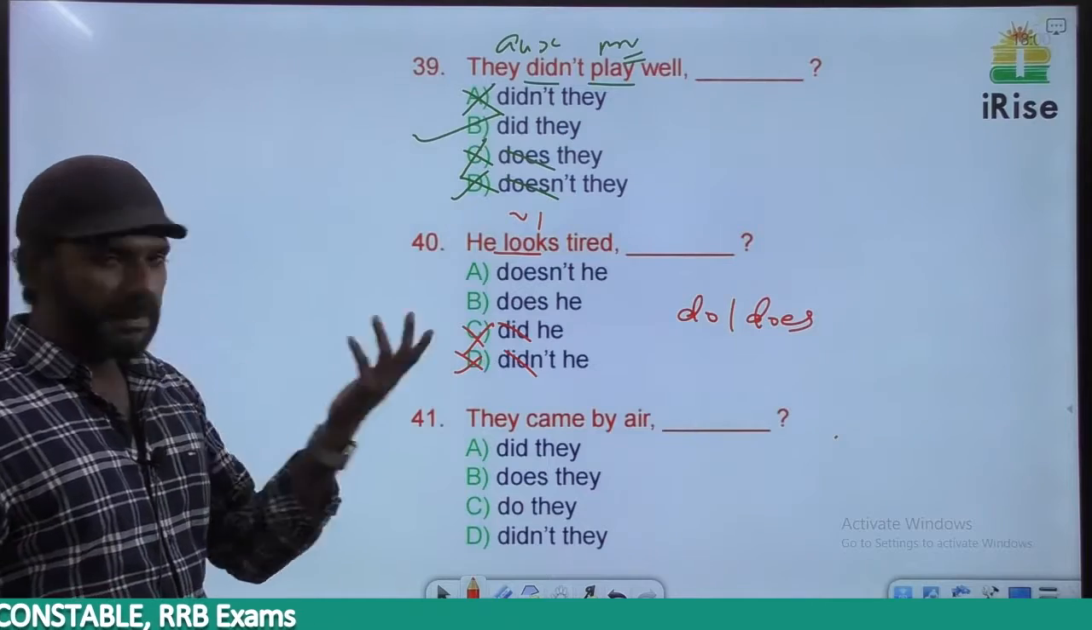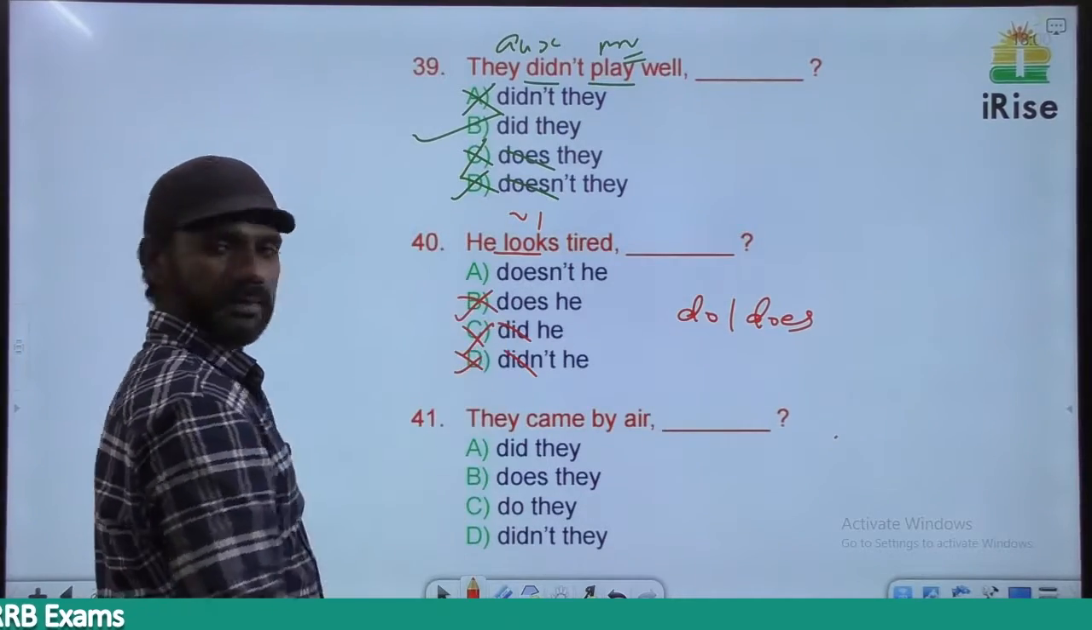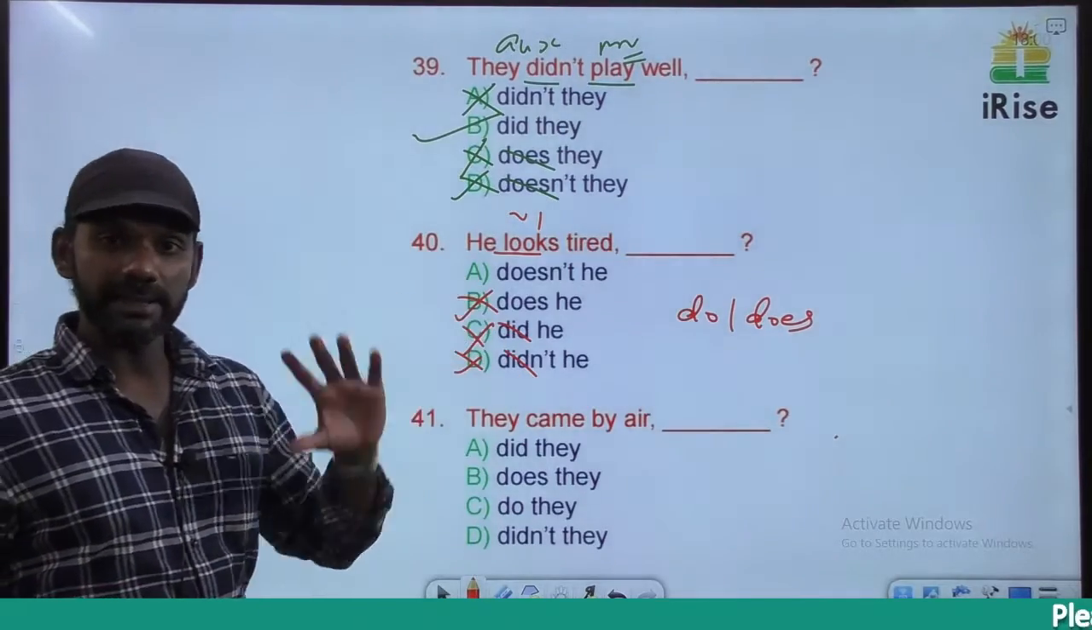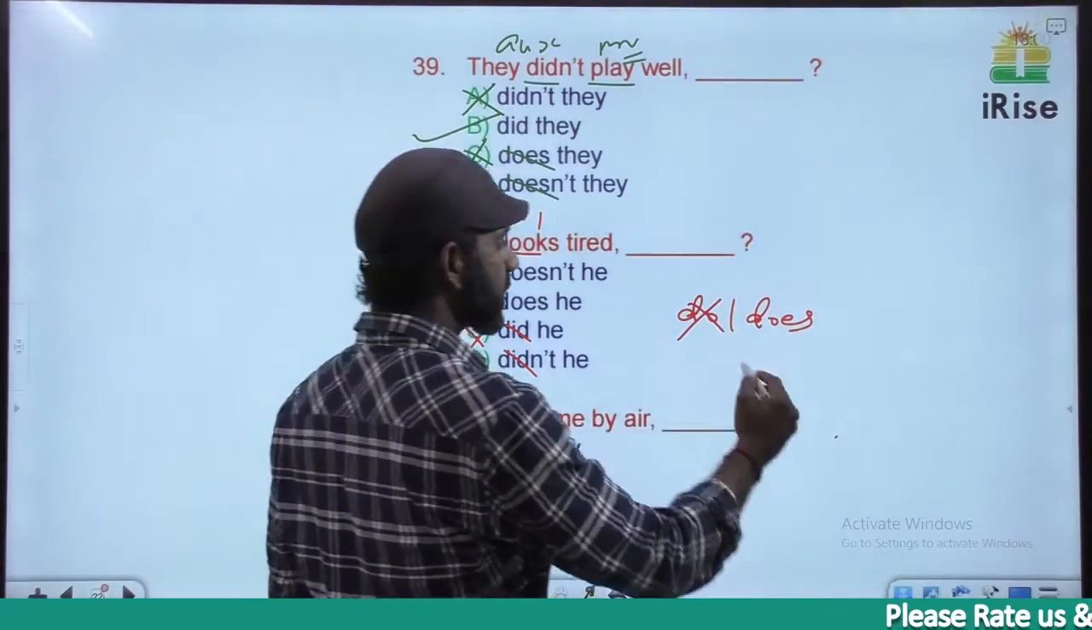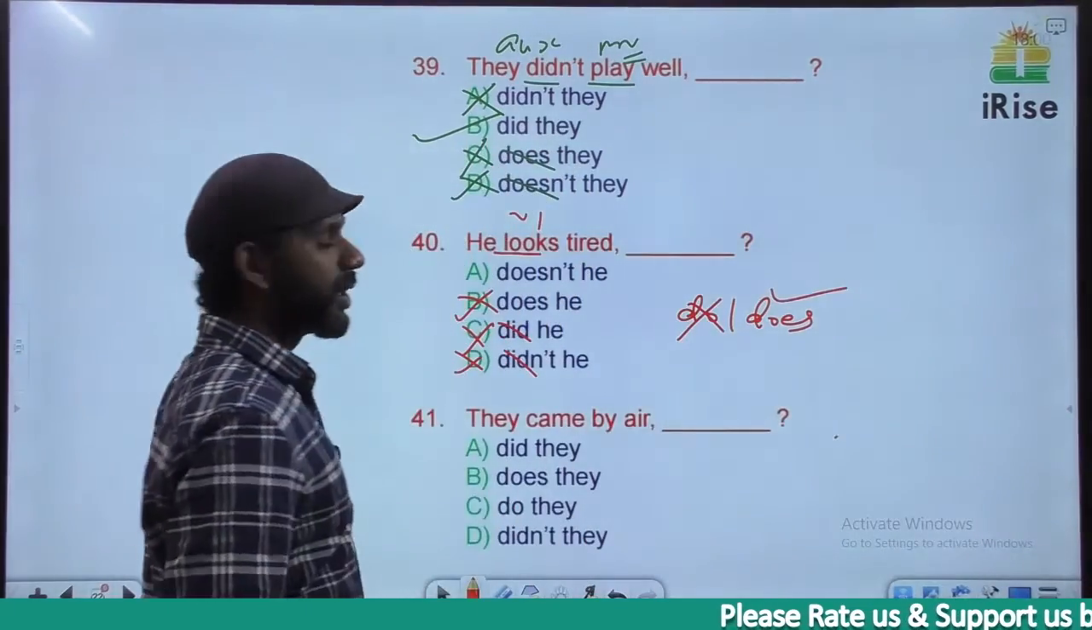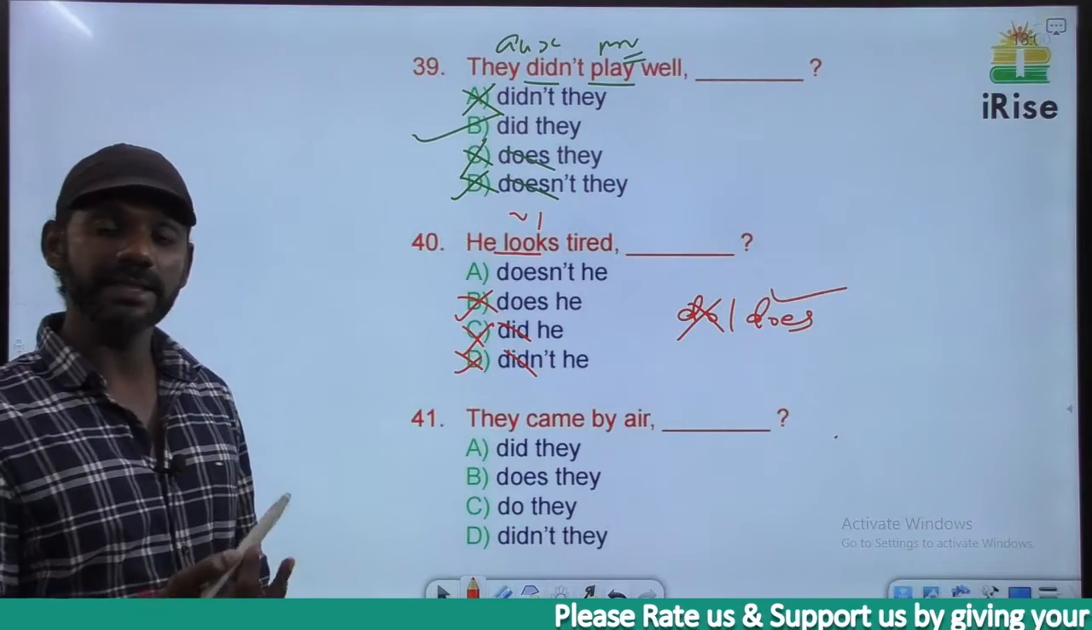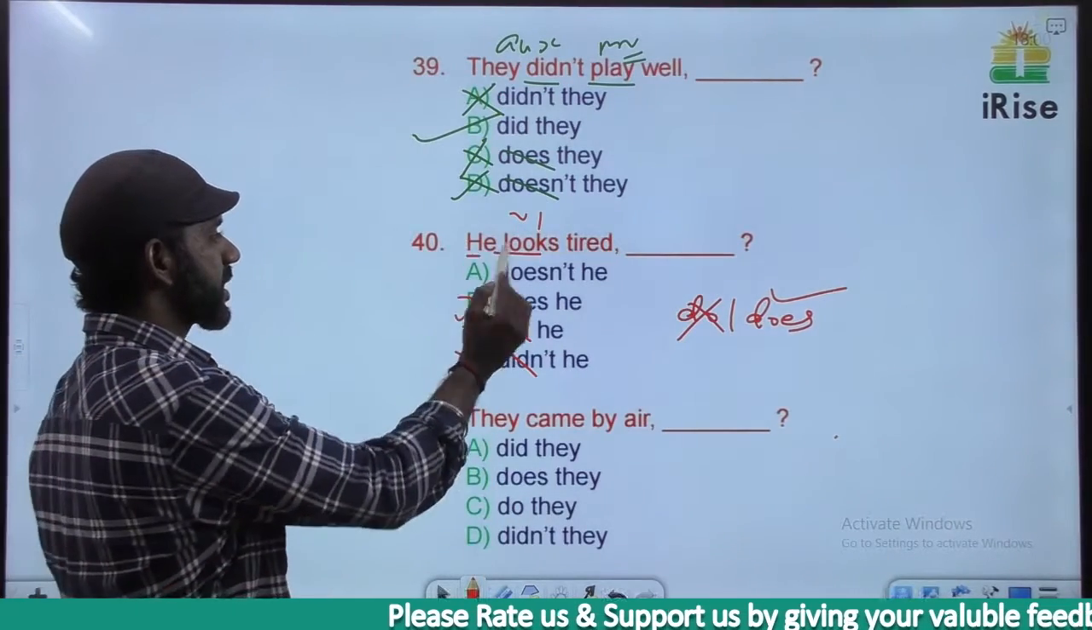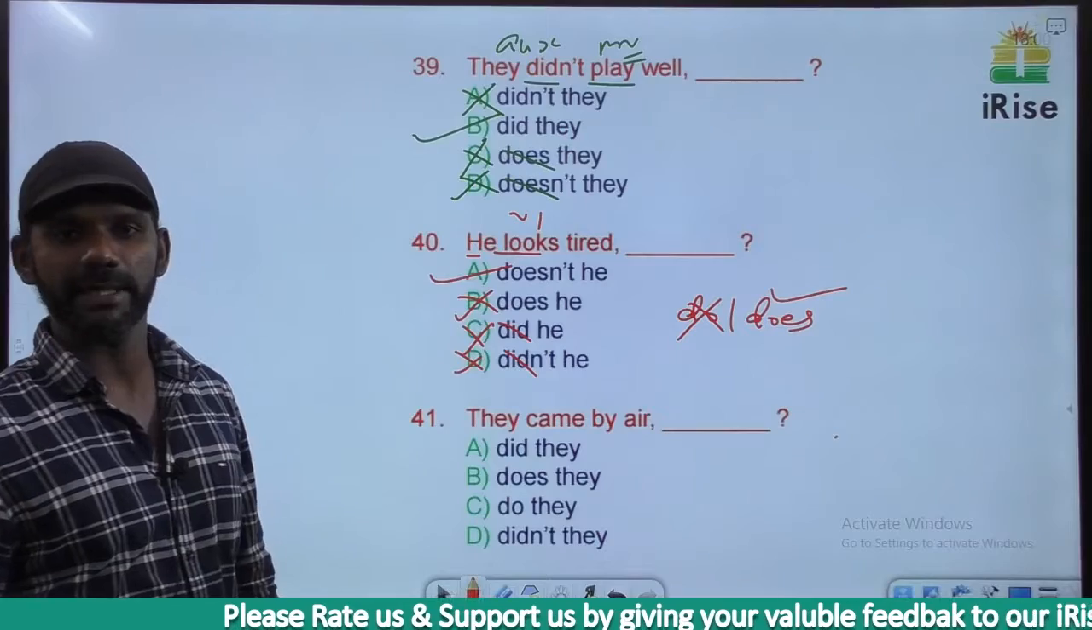Now, based on that anyway, B is gone. The subject here is he, singular. So we cannot use do. Do is plural. It must be does. No N word. In the tag we need to have an N word. Does not, short form is doesn't. The subject is he. So it must be doesn't he.